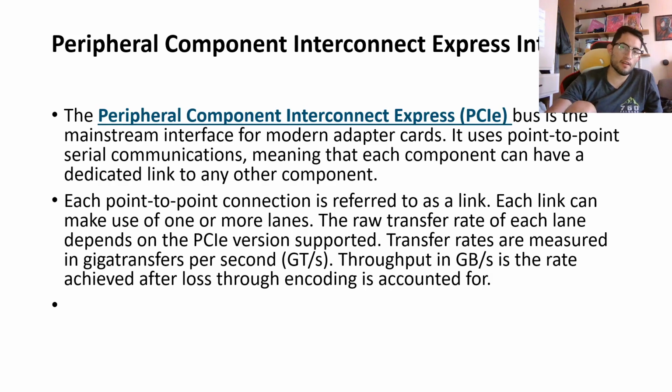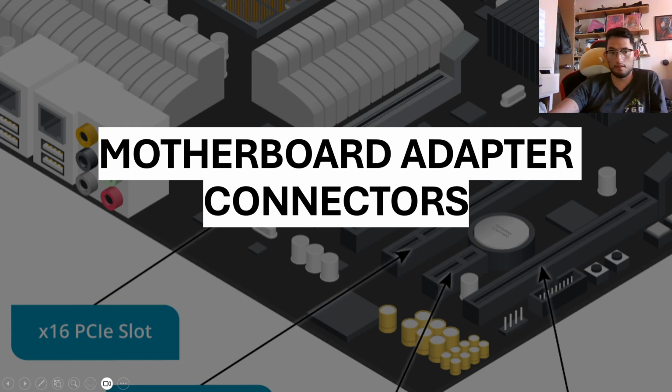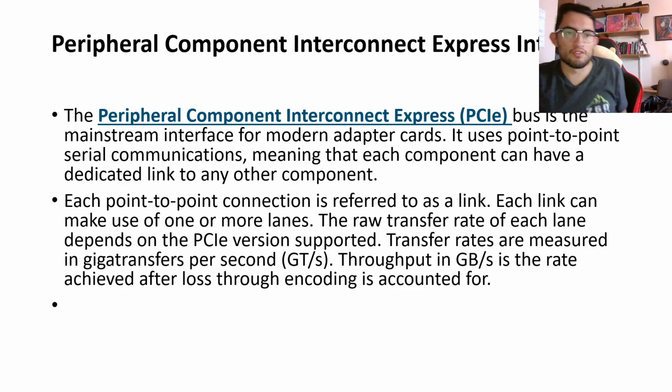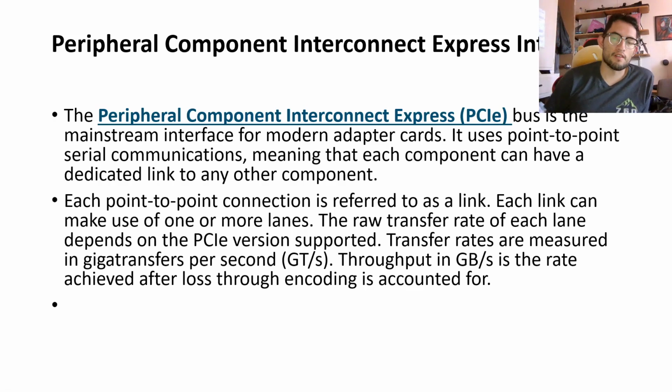Peripheral Component Interconnect Express interface. This is the thing we saw in the other video. I mean, these right here. These are slots. It is the mainstream interface for modern adapter cards. It uses point-to-point serial communications, meaning each component can have a dedicated link to another component. Each point-to-point connection is referred to as a link. Each link can make use of one or more lanes.